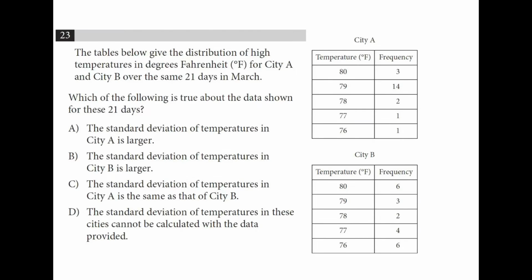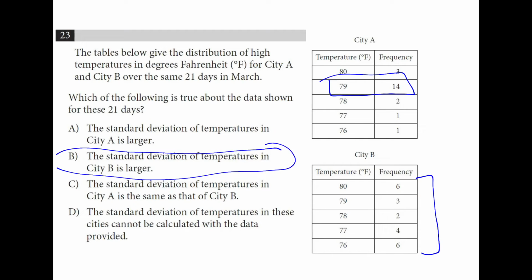So we're looking at 21 days in March for both of these cities, and we see that this one has a ton of days that are 79 degrees, almost 2/3 of all the days. This one, they are far more spread out. There's 6 at the max and 6 at the min. So the standard deviation here for city B is going to be larger, because the spread is larger.